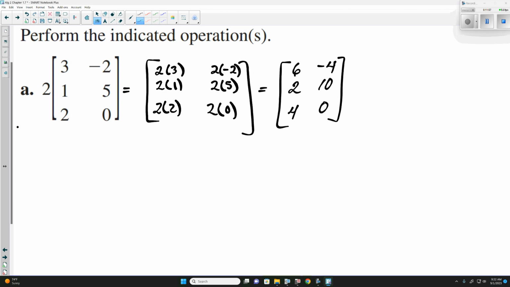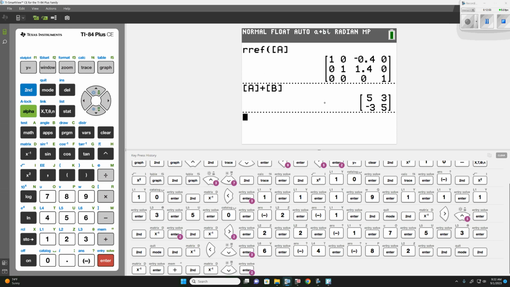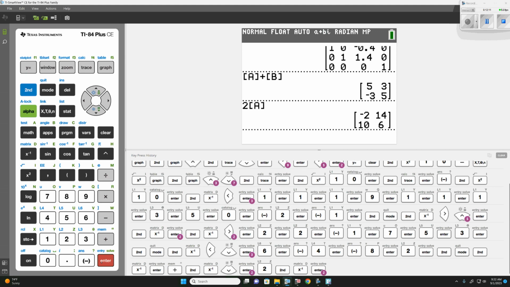Questions on these here? And again, we can do these in a calculator. I'm not going to go in and put the matrix in, but we could say second matrix A, and it would multiply the matrix by 2.